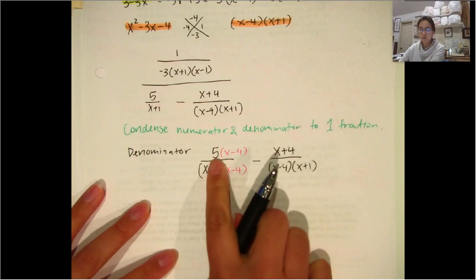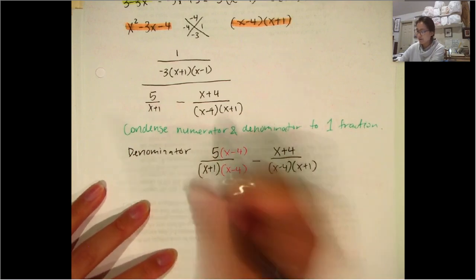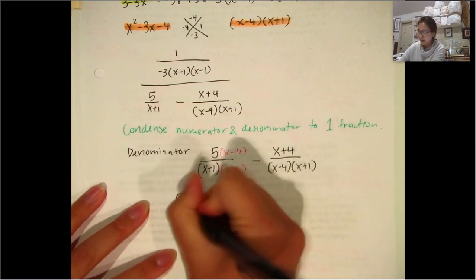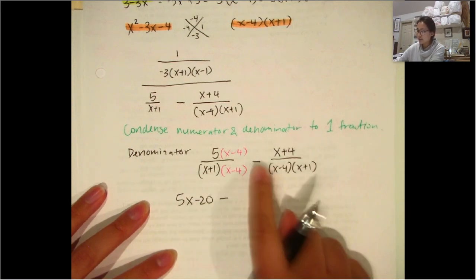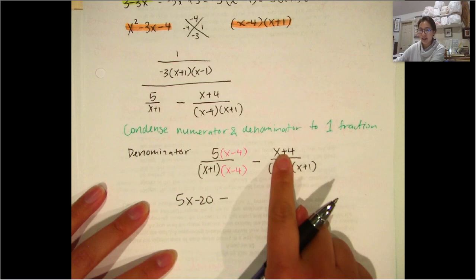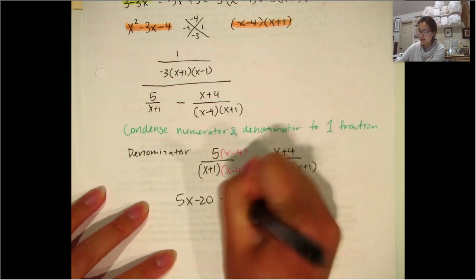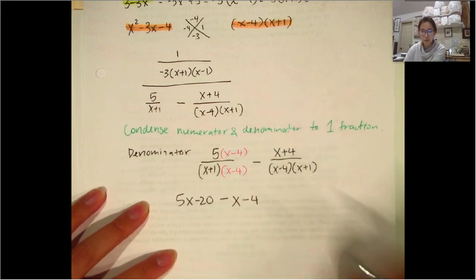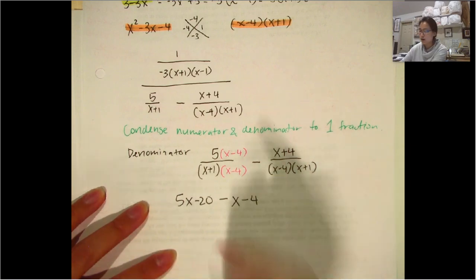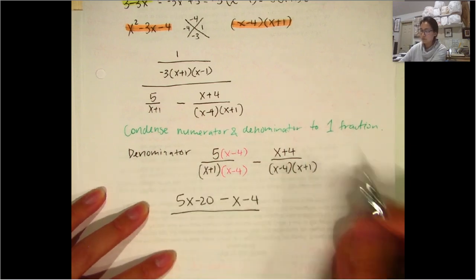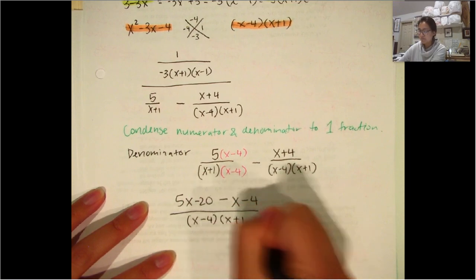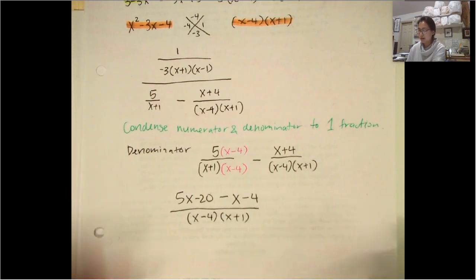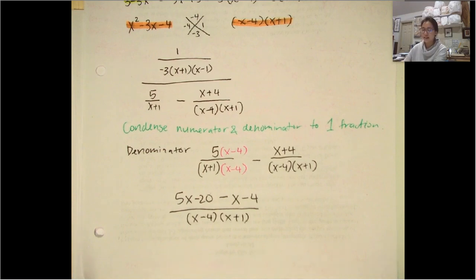Okay, and so we distribute that 5. And we get 5x minus 20 minus, and then we're going to distribute that minus sign as well to the x plus 4. So minus x minus 4. So in general, when you're subtracting, it's good to just distribute across. And then in the denominator, we have x minus 4 times x plus 1. So I'm going to just simplify that numerator, and then I'm going to rewrite the entire problem.